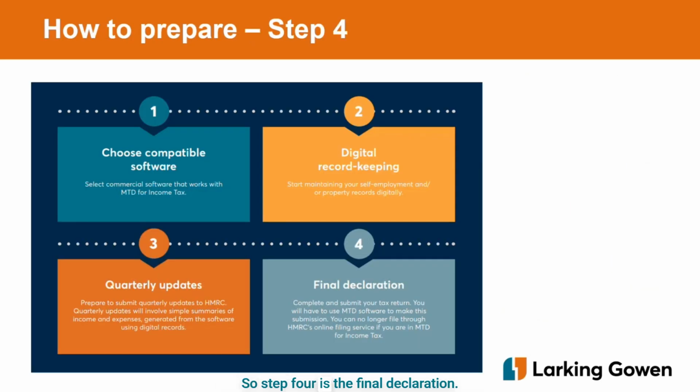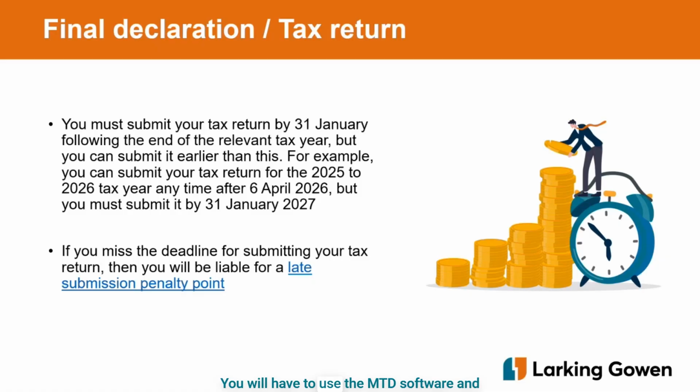So step 4 is the final declaration. This is where you complete and submit your tax return. You will have to use the MTD software, and the filing deadline is the same as the tax return deadline as it is, i.e. 31st of January following the end of the relevant tax year. So for example, you can submit your tax return for the 25 to 26 tax year anytime after the 6th of April 26, but you must submit it by 31st of January 27.